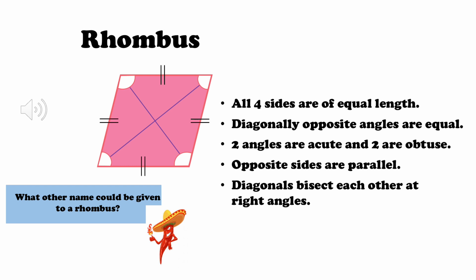Remember, parallel means like train lines. The lines will never meet together. And the diagonals bisect each other at right angles, which means that the shape can be split into two equal parts. Now, if you look at the bottom of these slides, you will see a question. What other names could be given to a rhombus? I just want you to have a look at the rhombus and think about that question, and the answer will be on the next slide.